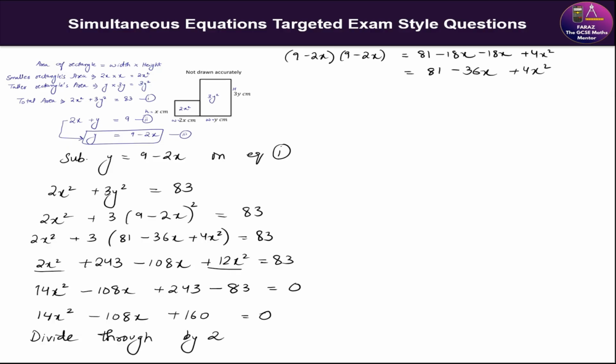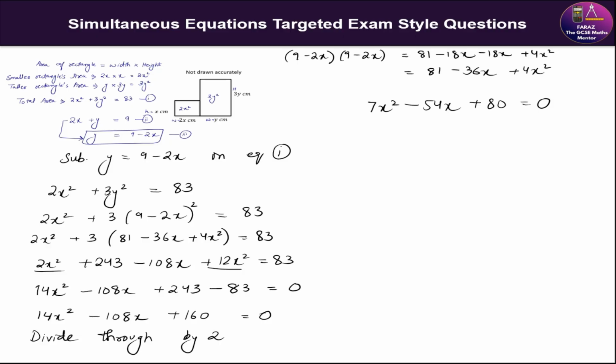So it will give you 14x squared divided by 2 is 7x squared. 108 divided by 2, that would give you negative 54x, and 160 divided by 2, that would give you plus 80 equals to 0. Now you can use the quadratic formula here to find the value of x, or you can factorize it also. So if you are good in factorization, then go for it. But if you think that factorization is difficult for you, then you can easily use the quadratic formula.